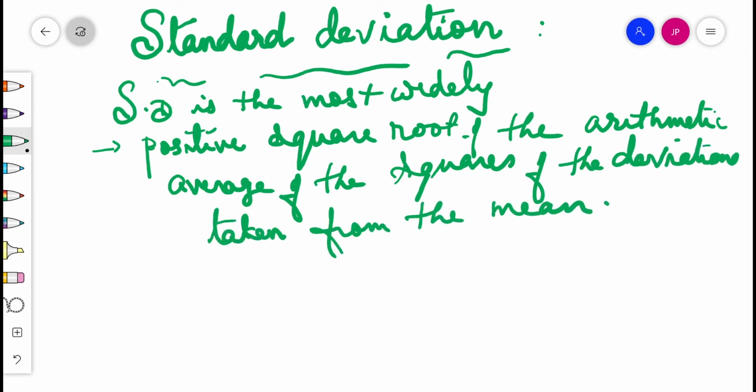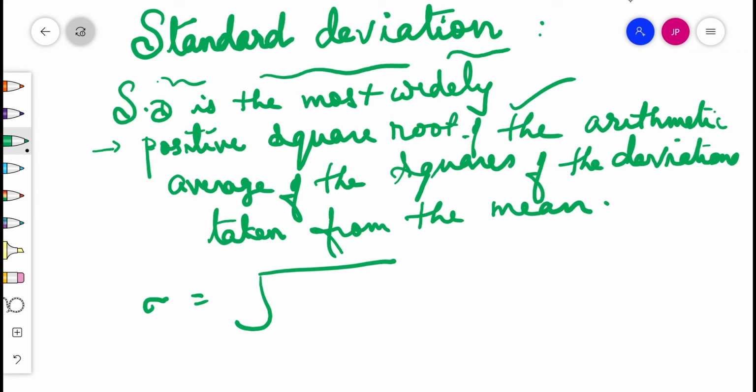Standard deviation can be calculated from the arithmetic mean only. Standard deviation is represented by the small letter sigma. See the statement again. Standard deviation is the positive square root of the arithmetic average of the squares of the deviations taken from the mean.